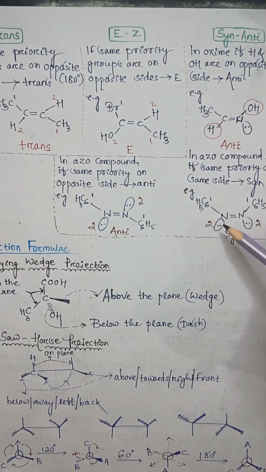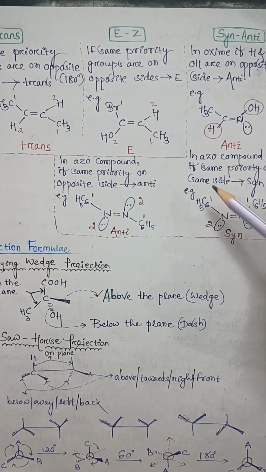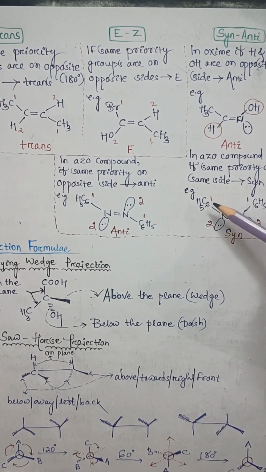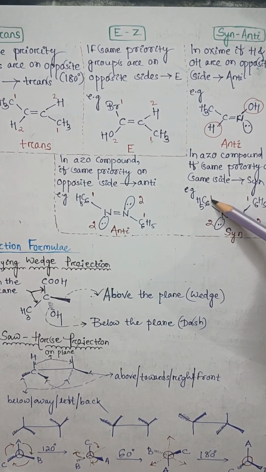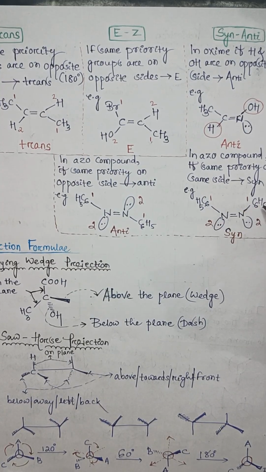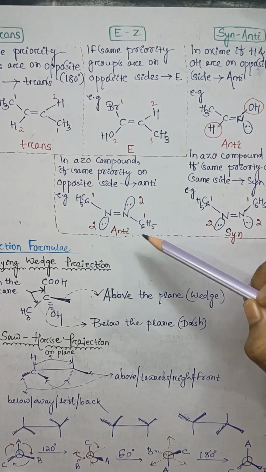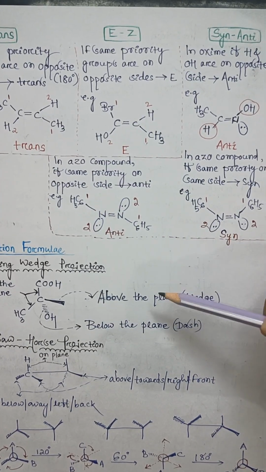Here is the example. Nitrogen contains a lone pair and here is the phenyl group. Since an atom is preferred over a lone pair, it will get first priority. The lone pair will get second. And since same groups are on the same side, it is syn. Similarly, here the same groups are on opposite sides, so it is anti.